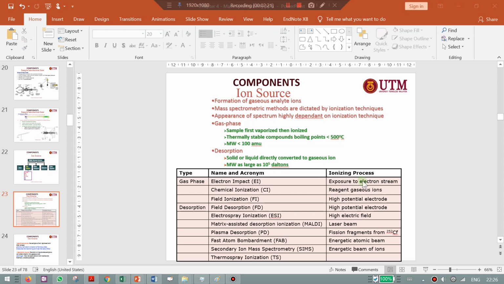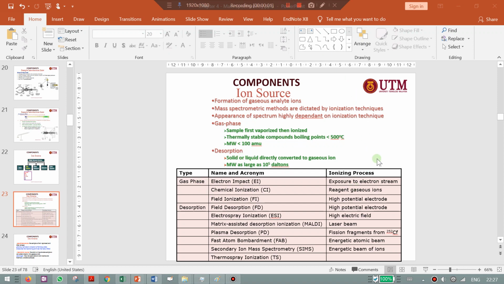In ionization we can also divide into soft and hard impact. In the gas phase, electron impact is actually the hard ionization technique, and chemical ionization is the soft ionization technique.